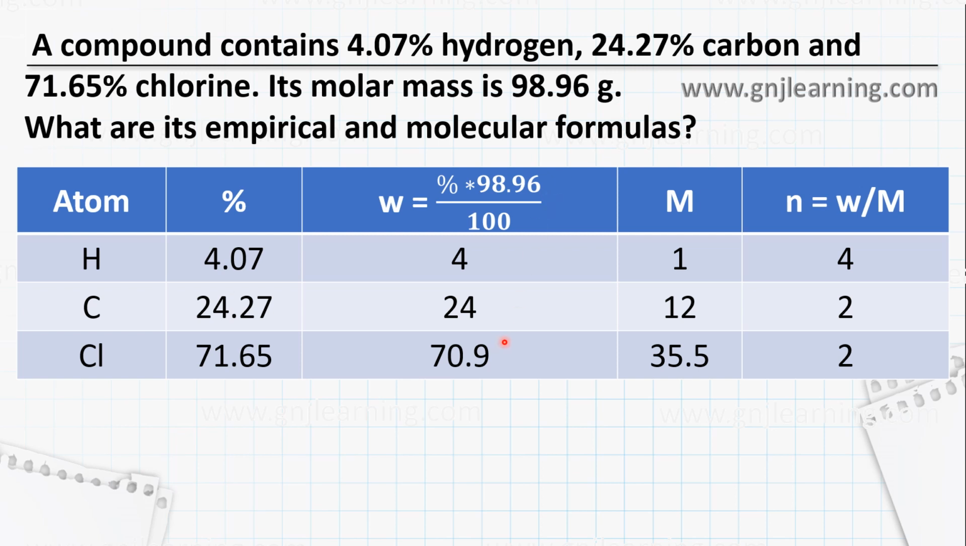Next, for carbon, the mass is given as 24, divided by 12, that is equal to 2. And then for chlorine, it is 70.9 divided by 35.5, which is also equal to 2. So in 98.96 we have 4 moles of hydrogen, 2 moles of carbon and 2 moles of chlorine.